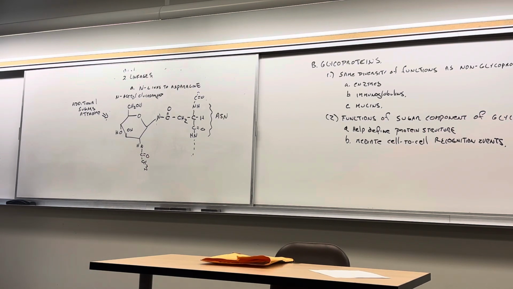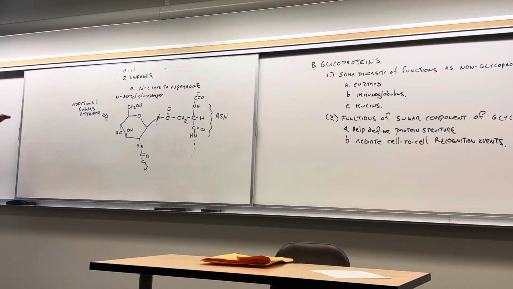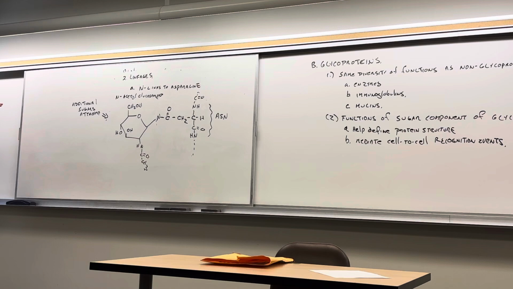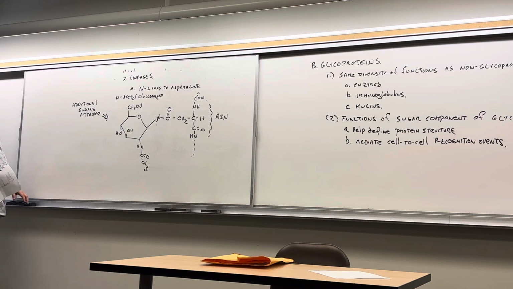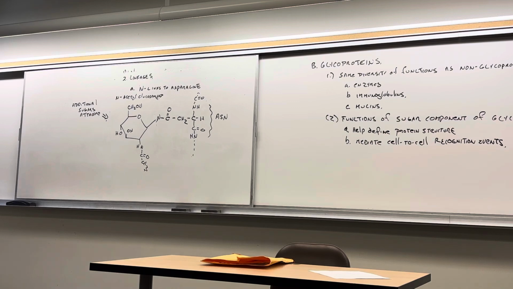Now the actual glycosylation process is relatively complex, so I'm just giving you the basics. Some of the glycosylation happens co-translationally, so as the protein is being translated, it becomes glycosylated. Some of the process involves transport through the Golgi apparatus, and a complex set of sugars is added while it's being processed through the Golgi apparatus. We're not going to get into that detail in this course.